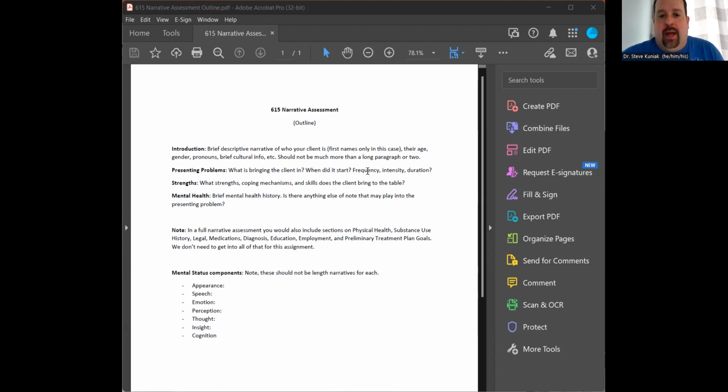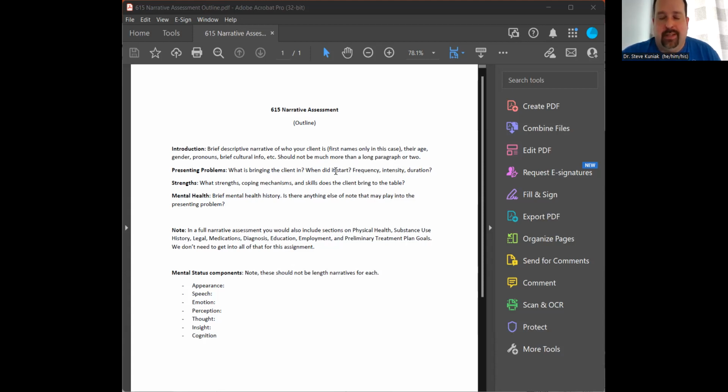So how often is it occurring? Is it every day, every other day, every hour? Are they having panic attacks once a week? Are they having panic attacks several times a day? How bad are they? You can use a scale from 1 to 10 or 1 to 5. You can also just say mild, moderate, severe. It's up to you. And then how long has it been going on, which is kind of linked to when did it start?